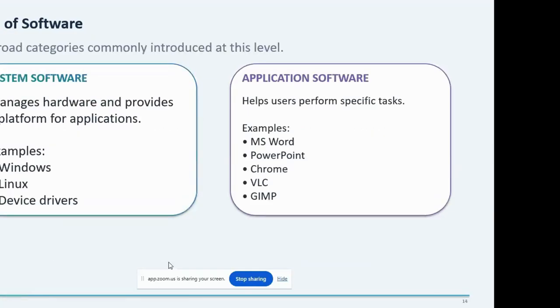This is very important now. Two broad categories are commonly introduced. I wanted to introduce the system software and the application software. Now, what is system software? It is the instruction which is already stored in your computer, without which the computer cannot definitely work. For example, the operating system comes under the system software.